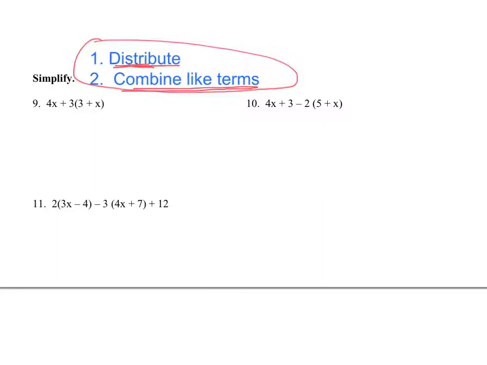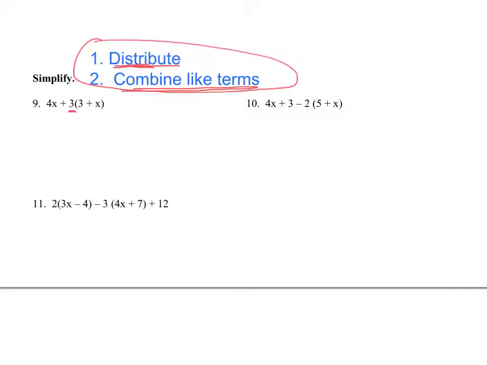Now, in any math problem, you always hear me say this, what should stand out is parentheses. Those are like the flashing lights. You take care of that first. So when I look at 9, this is what's standing out, this 3 plus x. Now, they're not like terms, so I can't combine them. But to get rid of those parentheses, I have to distribute. The number that's right next to the 3 plus x is this 3. So I'm going to distribute that.